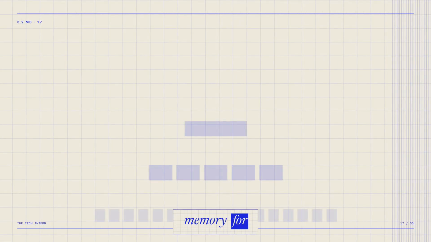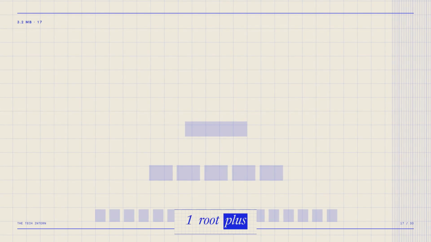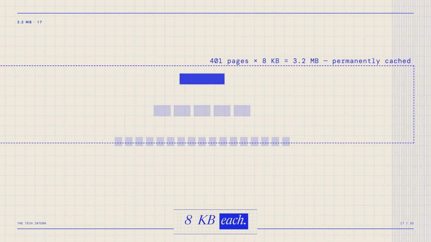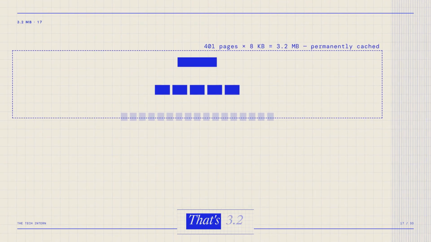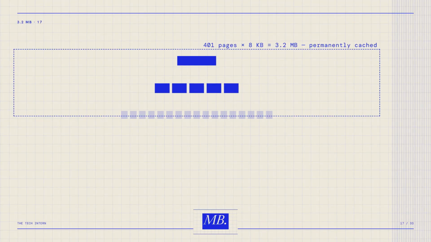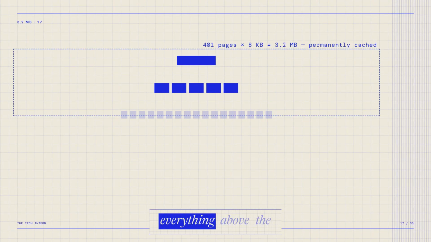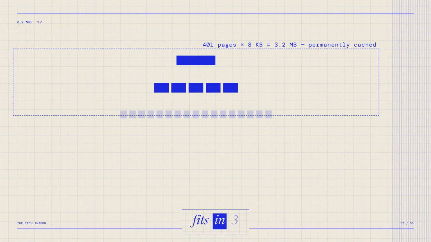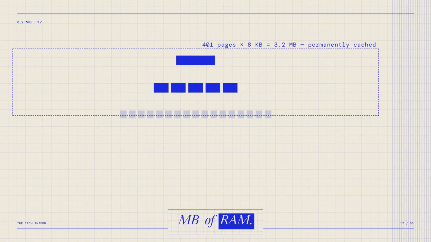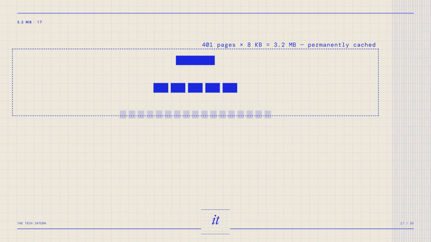Count the memory for the top 2 levels. 1 root plus 400 nodes. 401 pages. 8 kilobytes each. That's 3.2 megabytes. Your entire navigation structure, everything above the leaves, fits in 3 megabytes of RAM. It's permanently cached. It never leaves.